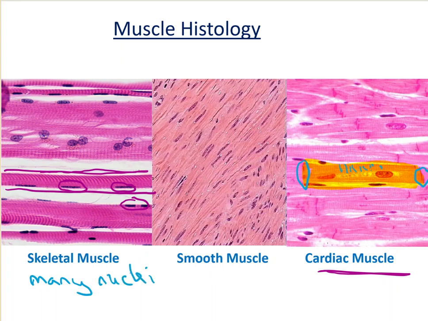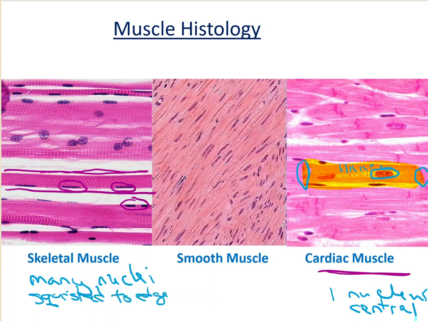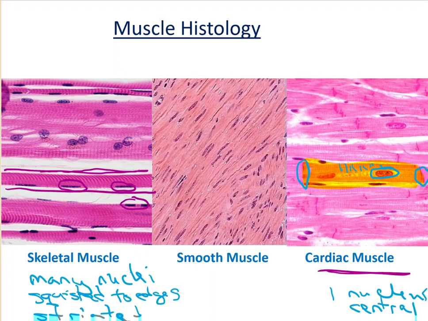This is different from your skeletal muscle, which has many nuclei. Your cardiac muscle will only have one nucleus generally, and that one nucleus will be central. So it's going to be in the center. And you can see that here. See how that nucleus is in the center of the cell as opposed to the many nuclei of the skeletal muscle, which are usually squished to the edges. And again, they're both striated. So you're going to have striations in both your skeletal and your cardiac.